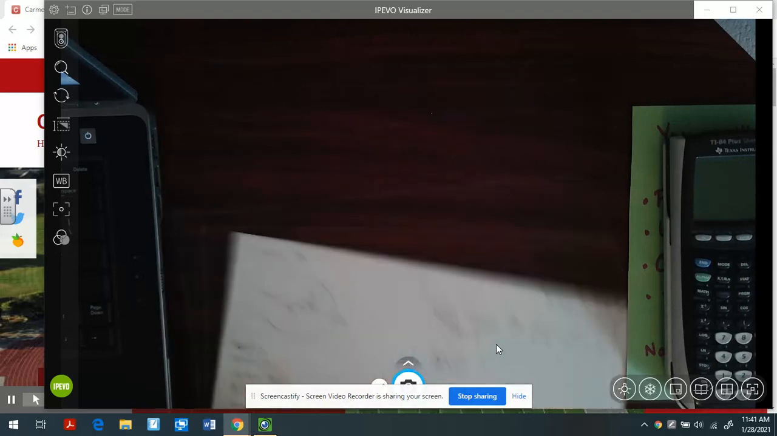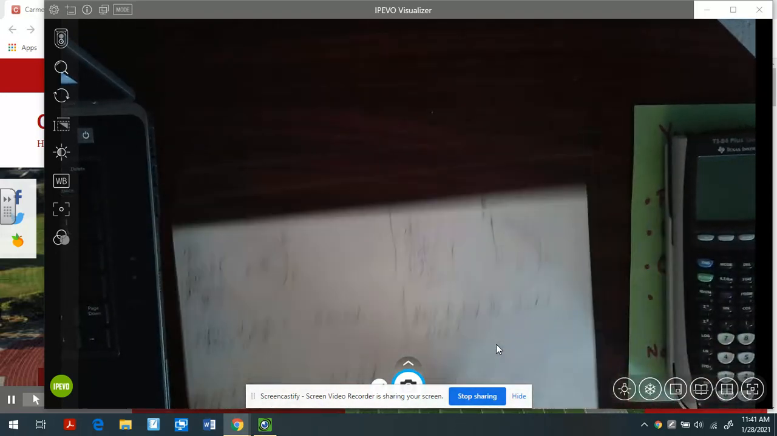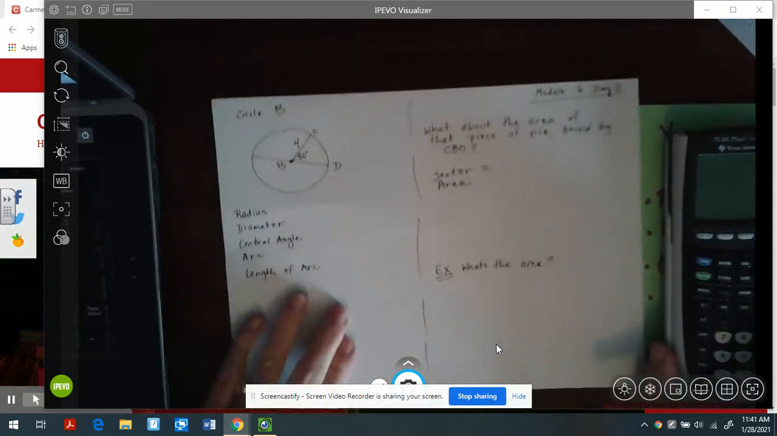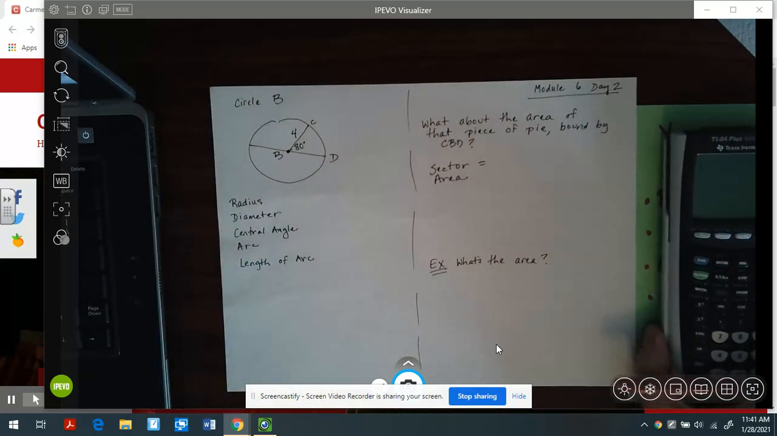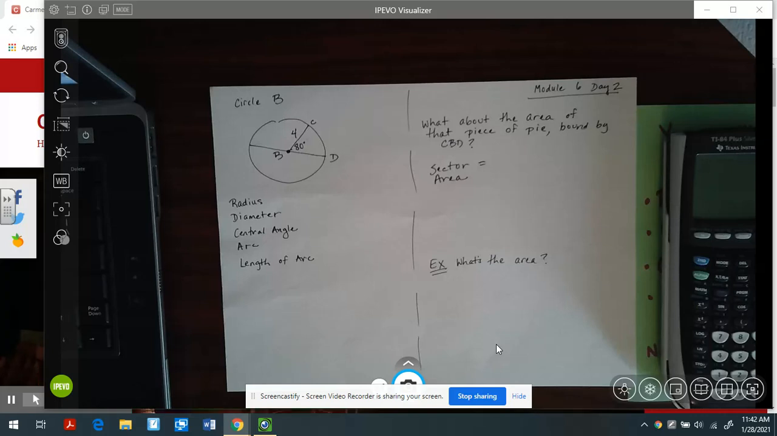So today, you do need a calculator. Oops, that was the right side. Sorry about that. You do need a calculator and your notebook. We are continuing with the idea of a circle and sections of the circle.